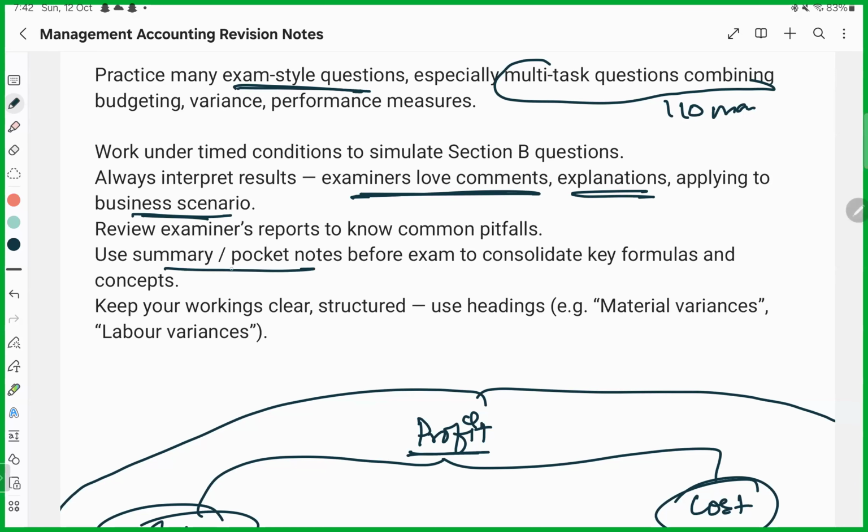You can use summary or pocket notes to consolidate your key formulas and concepts. And in the end, I would say all the very best for your paper. Thank you so much.